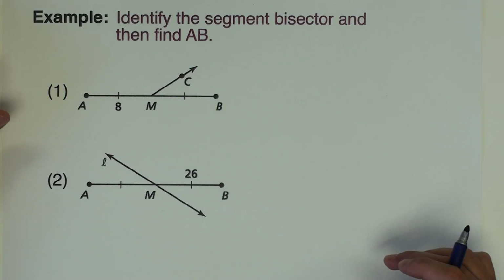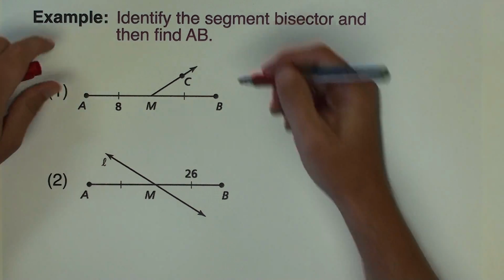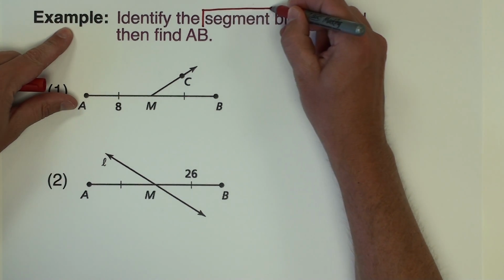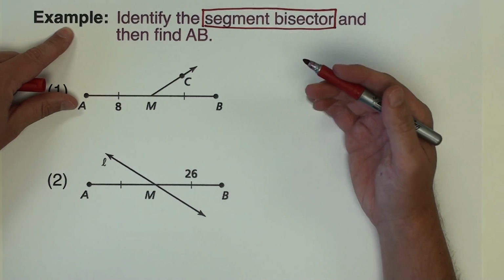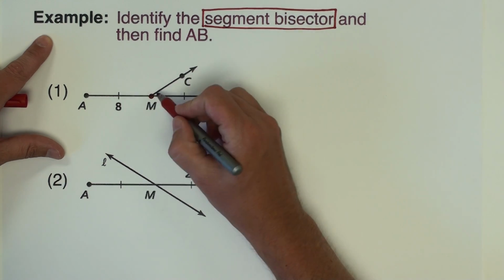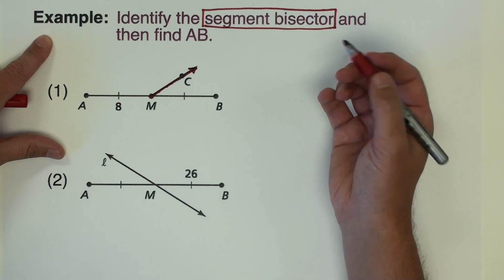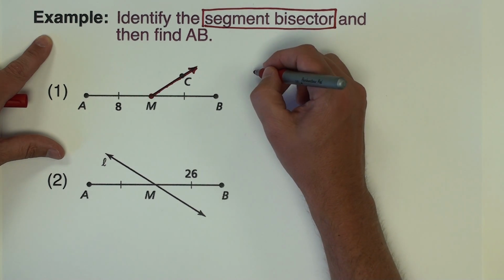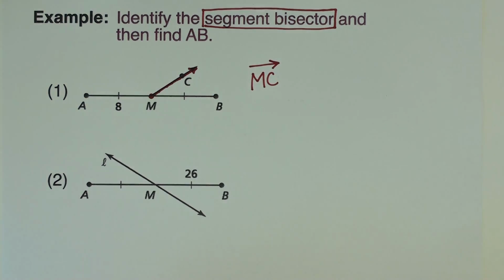All right, our first example problem is to identify the segment bisector and then find AB. The segment bisector, so to find this, basically I need to know what is it that is intersecting the line at the midpoint M. And right here at point M, I see this figure. That figure is a ray. So the segment bisector is ray MC.